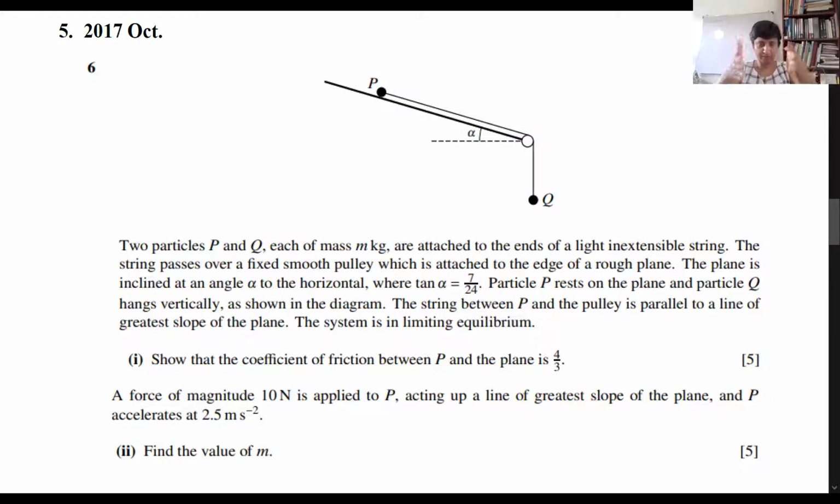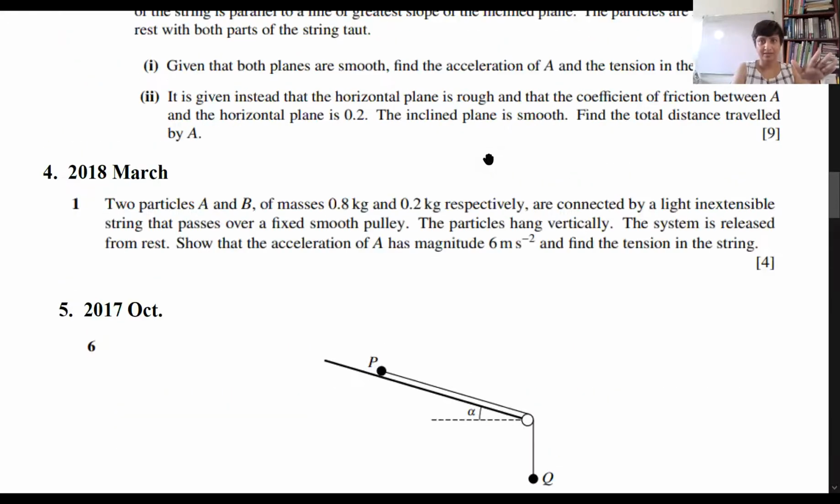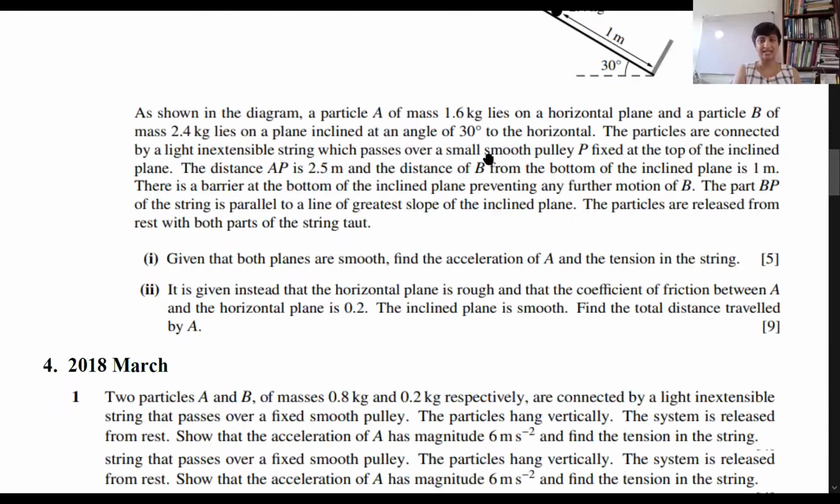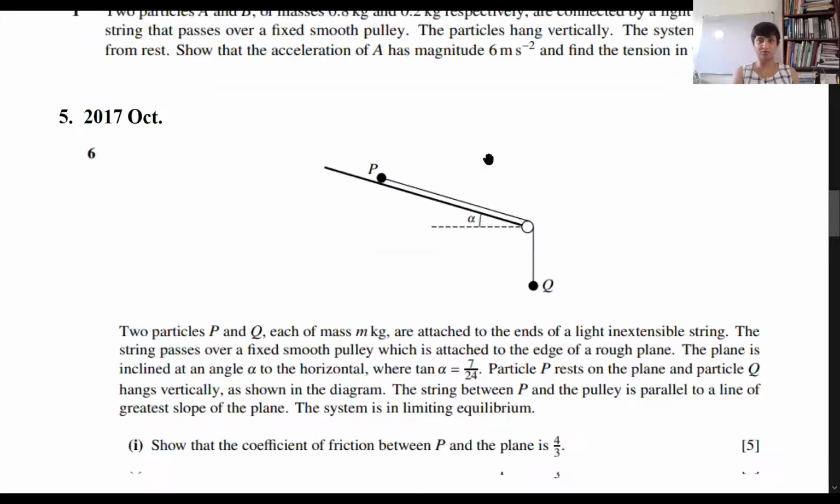Focus now, okay? Focus on the question now, because this arrangement of the particles is new. We had a case where one particle was on a slope, on a surface, and the other particle was hanging in air. But in this one, particle P is on a slope this way. Now the slope is an upward slope, not a downward slope.